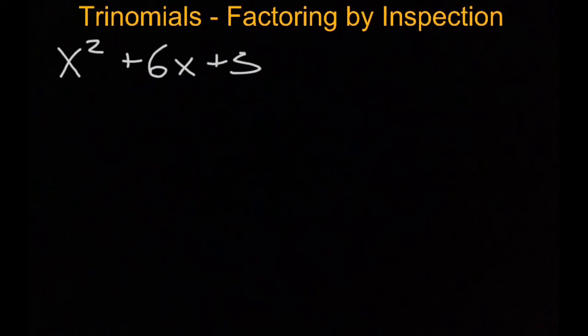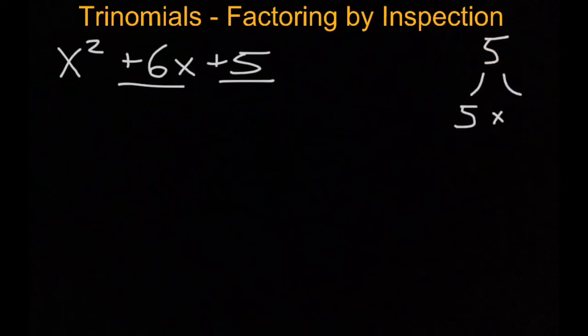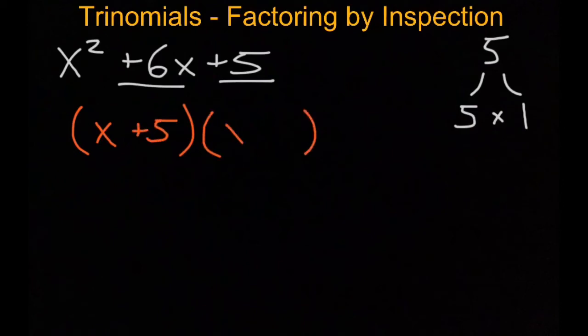Let's try another question. Let's say we're given x squared plus 6x plus 5. So how would we factor this? We know that we need two numbers that add up to 6 but multiply to 5. So let's make a chart. For 5, the only thing we could have here is 5 and 1. So here we can write it out like this. Our answer would be x plus 5 in one bracket and x plus 1 in the other bracket.